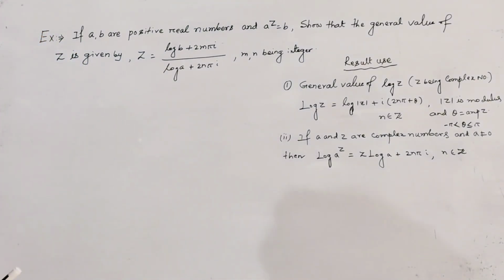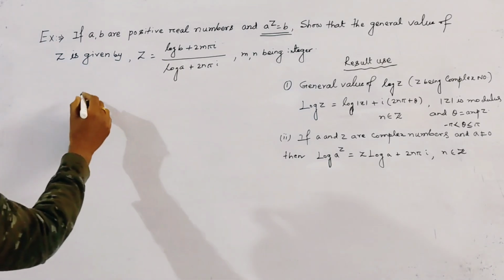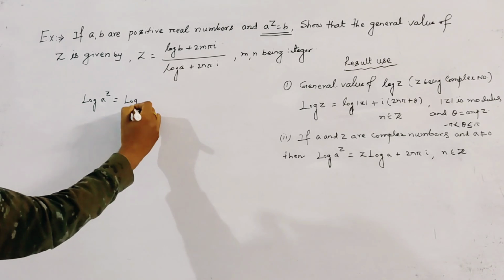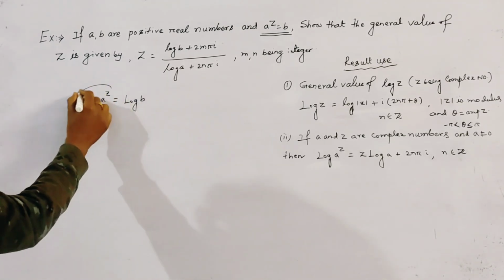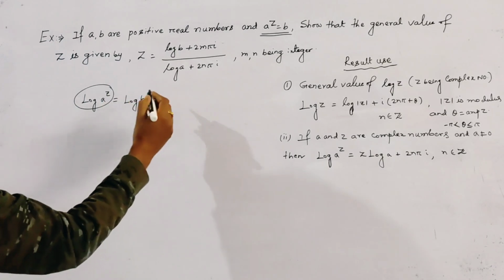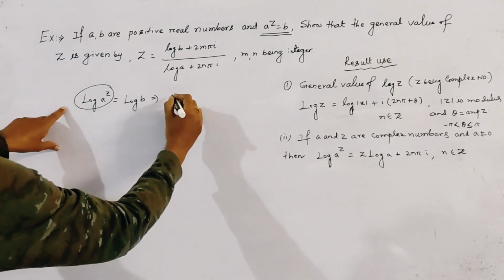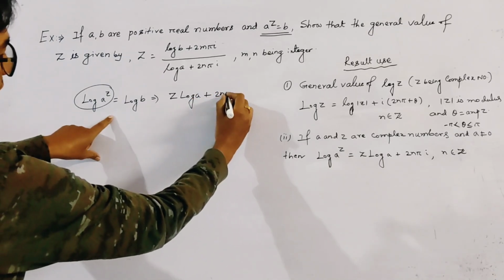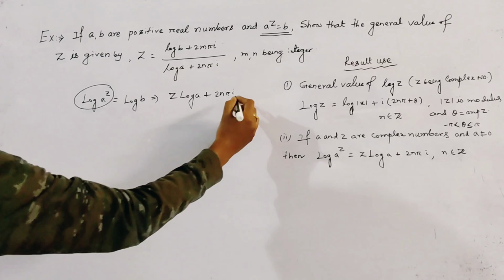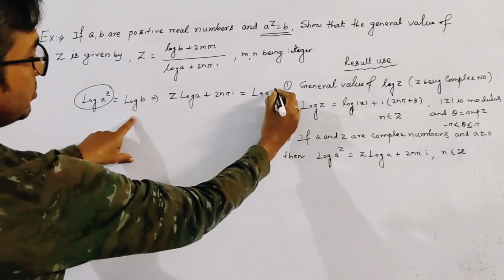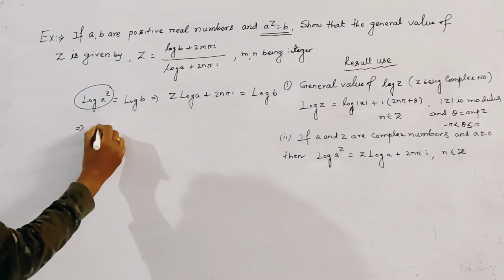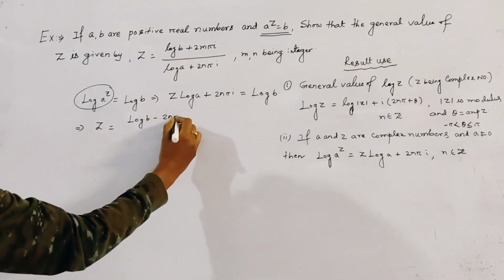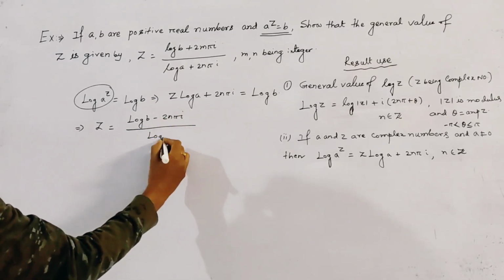Now we take Log on both sides: capital Log of a to the power z is equal to capital Log of b. Using the second result, from this relation we get z into (capital Log of a plus 2n pi i), and the right side is the same, capital Log of b. From here we get the value of z, equal to (capital Log of b minus 2n pi i) by capital Log of a.